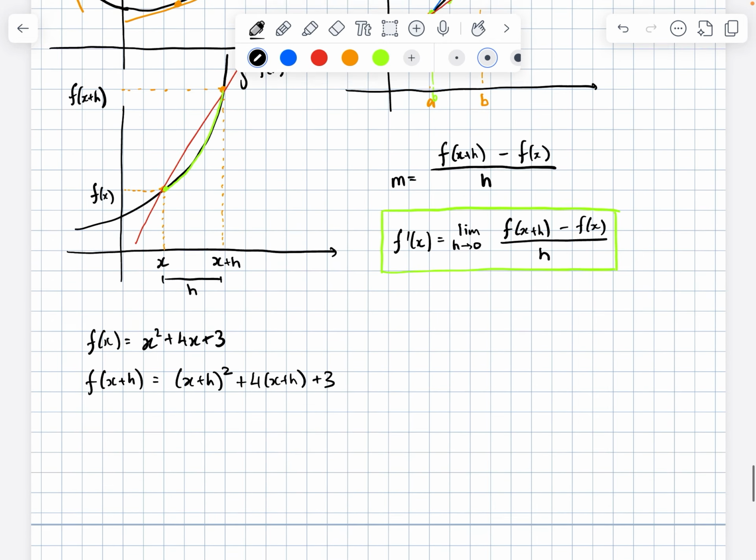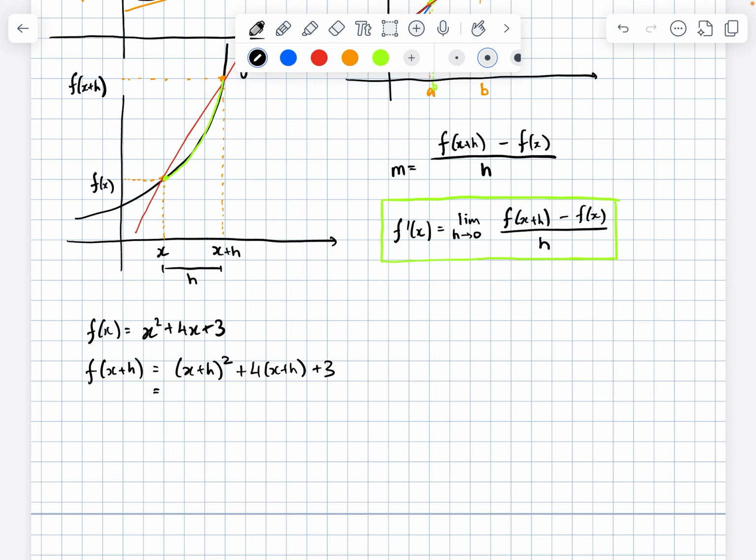I'm then going to expand this. That will give me x squared plus 2hx plus h squared plus 4x plus 4h plus 3. I'm then going to substitute these two things into our formula.